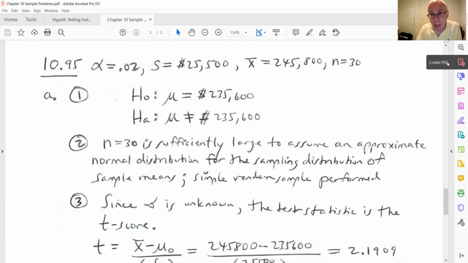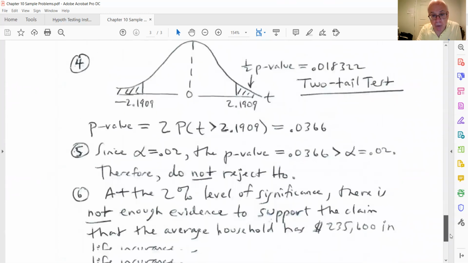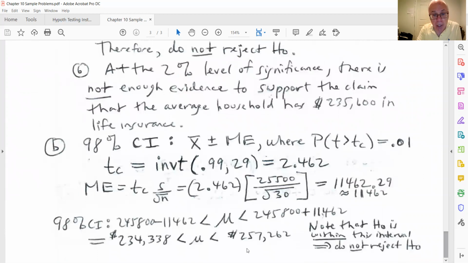235,600. If that hypothesized value is inside the confidence interval, which it is, then that is equivalent to saying, do not reject the null hypothesis. Because this is normal variation. The whole idea of a confidence interval is normal variation around the mean, right? The population mean is somewhere in here, and it's just normal variation around the population mean that we're talking about here. We're 98% sure that the true population mean is inside this interval. All right.